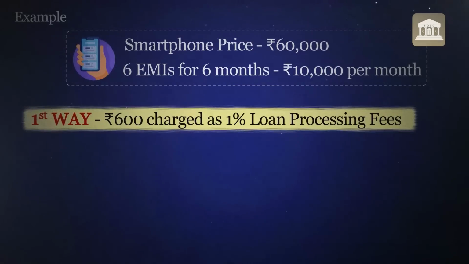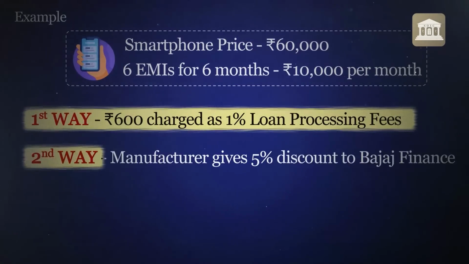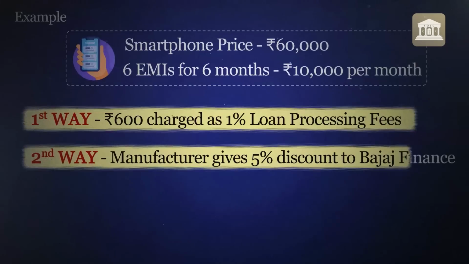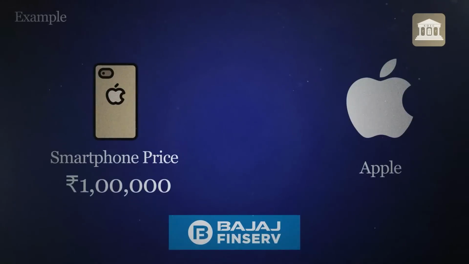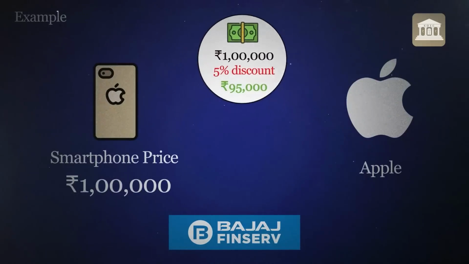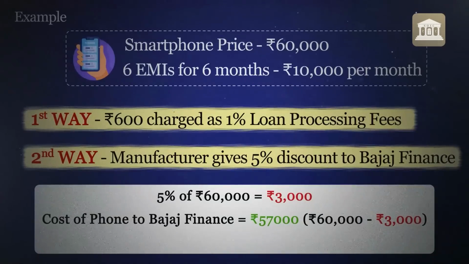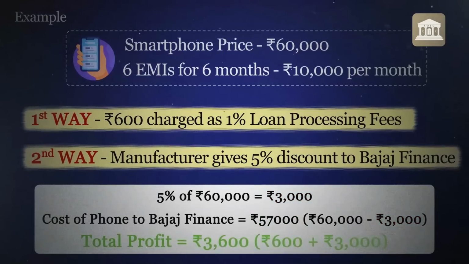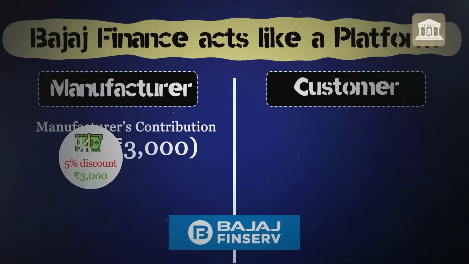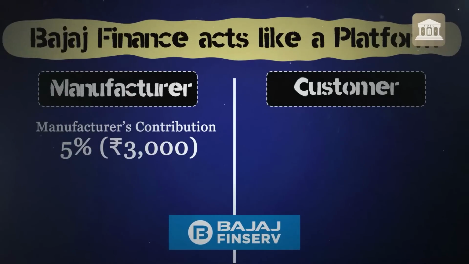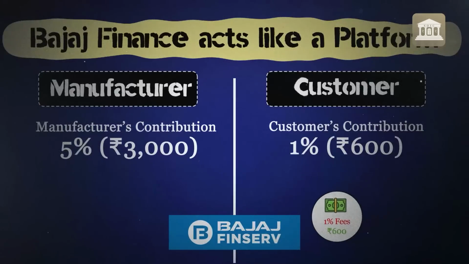And second way Bajaj Finance will make money is that Bajaj Finance will pay this entire 60,000 upfront to the manufacturer. Let's say example of Apple. And Apple will give a 5% discount to Bajaj Finance because of this. So Bajaj Finance will actually get the phone for 57,000 rupees because they've paid the money upfront, and actually we'll be paying Bajaj Finance a 600 rupee loan processing fee. So this is how Bajaj Finance ends up making money. So manufacturer is paying 5% to Bajaj Finance, and you as a customer are paying 1% as loan processing fee.